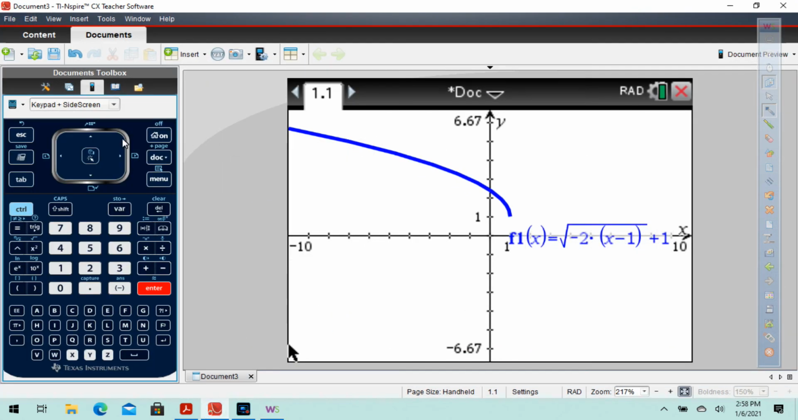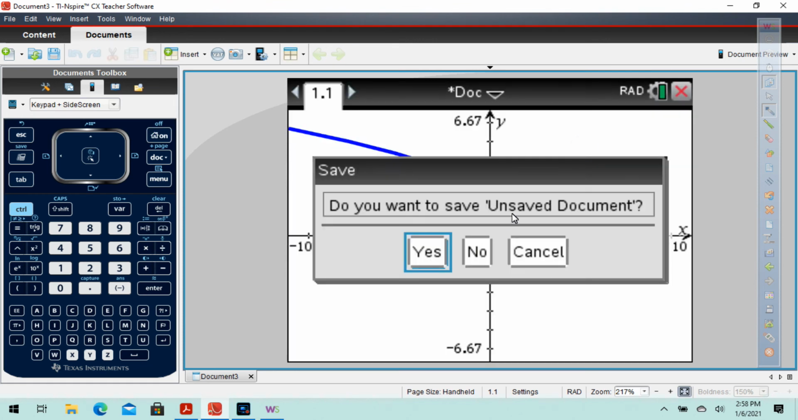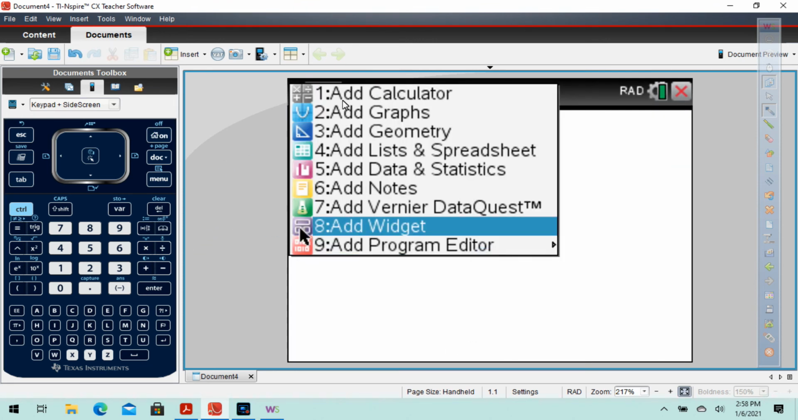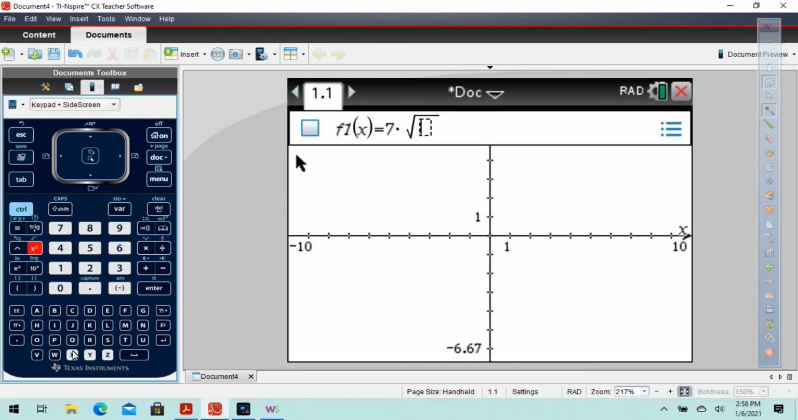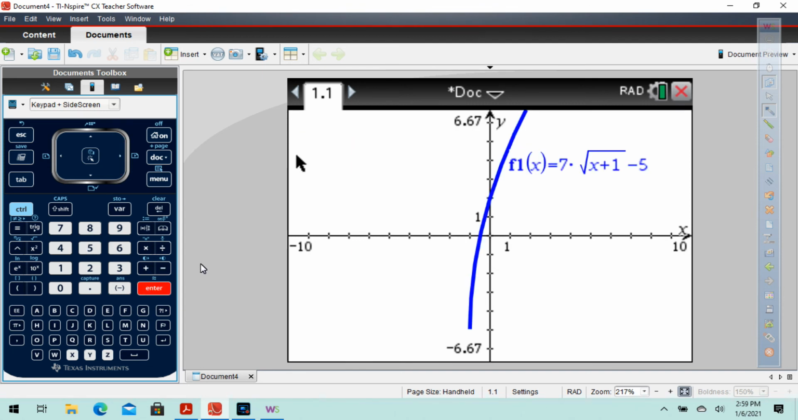Let's graph that. I'm not so sure about that. No. Let's graph that. We got 7 times the square root of x plus 1 and then minus 5. Oh, didn't get it outside there. Minus 5. All right. That doesn't look right because that's going way up there, right?